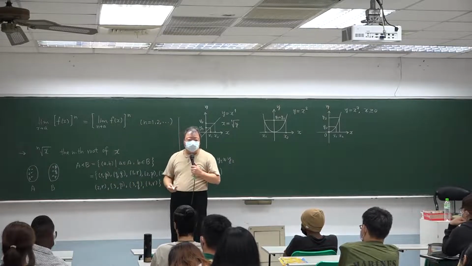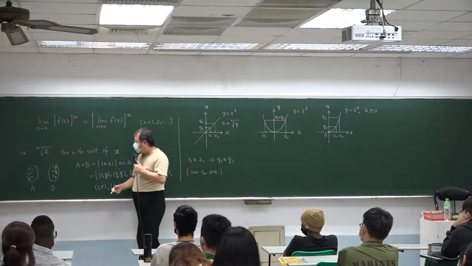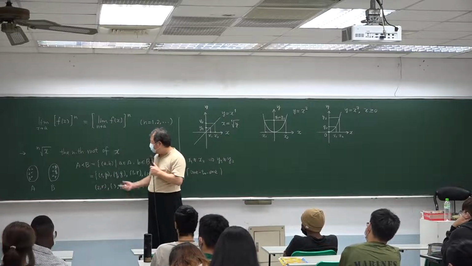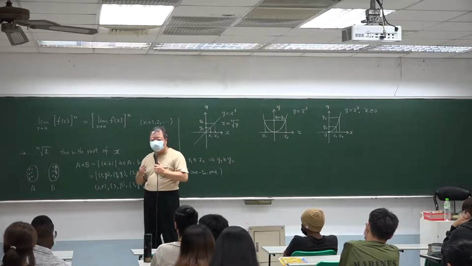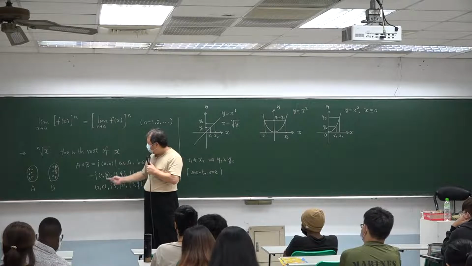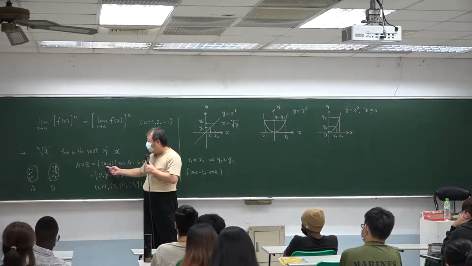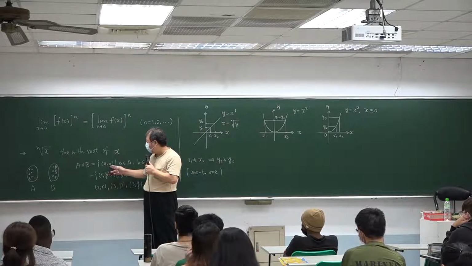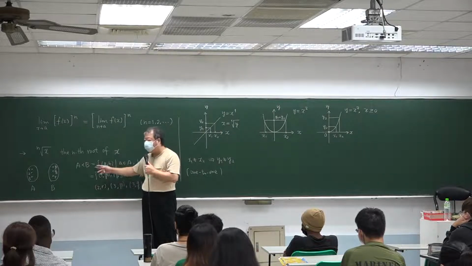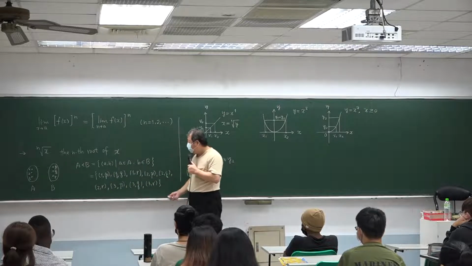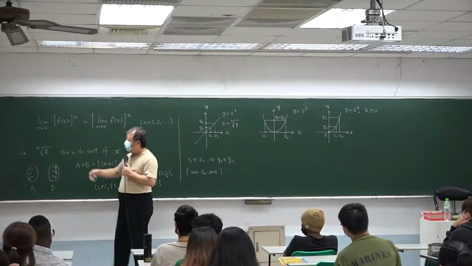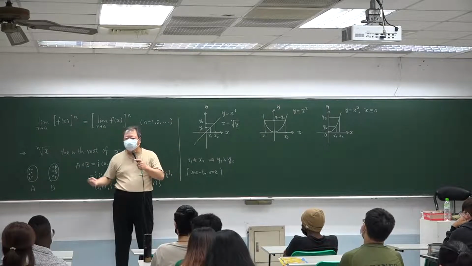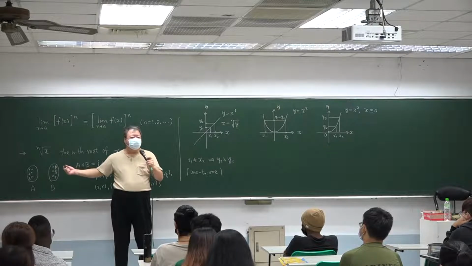Okay. Once we have 2 sets, set A and set B, then their product is defined to be the set of all ordered pairs, where the first component is an element of A and the second component is an element of B. So we have some objects, another collection of objects, and then we choose one from each.